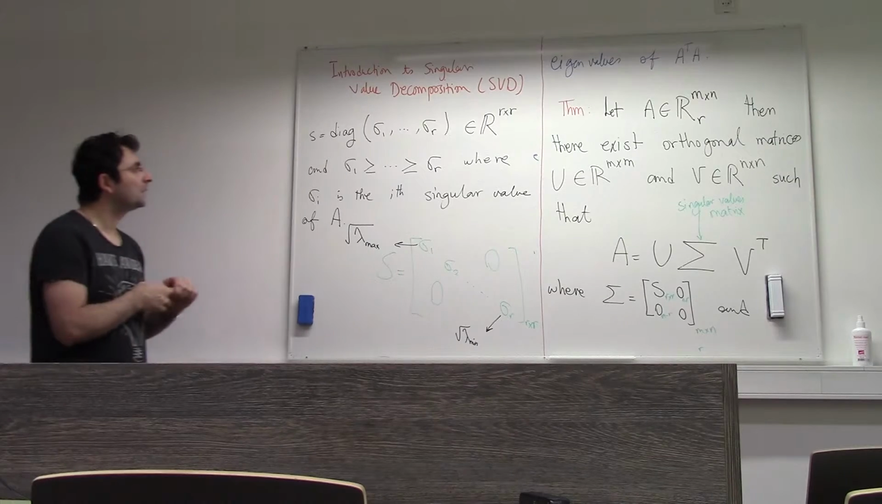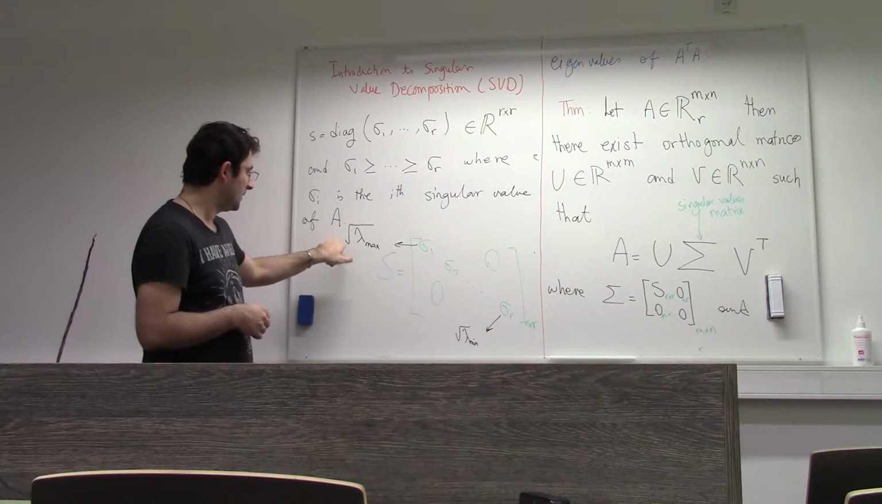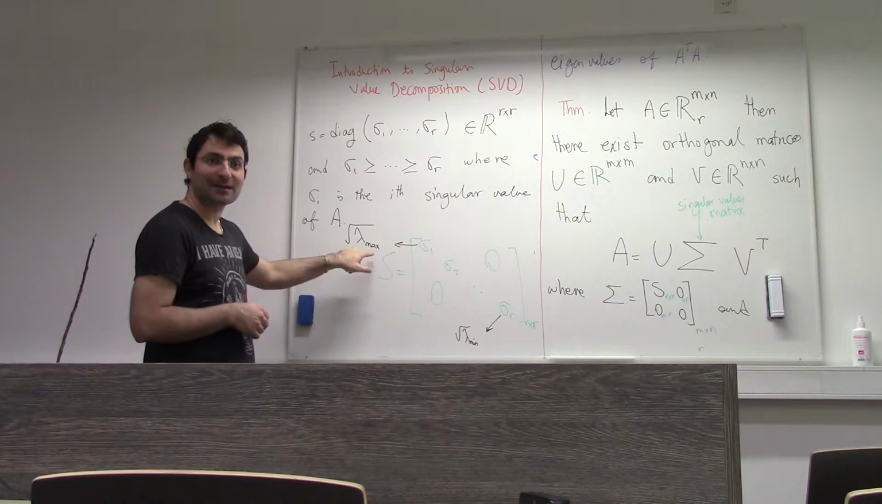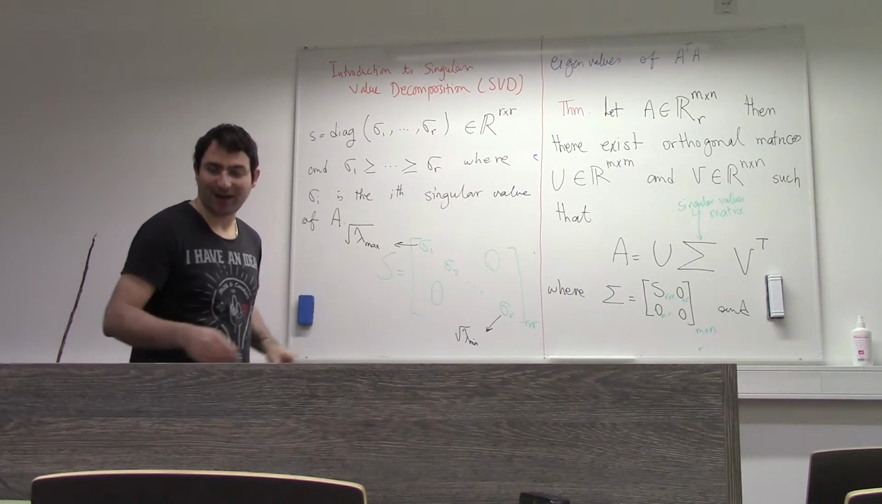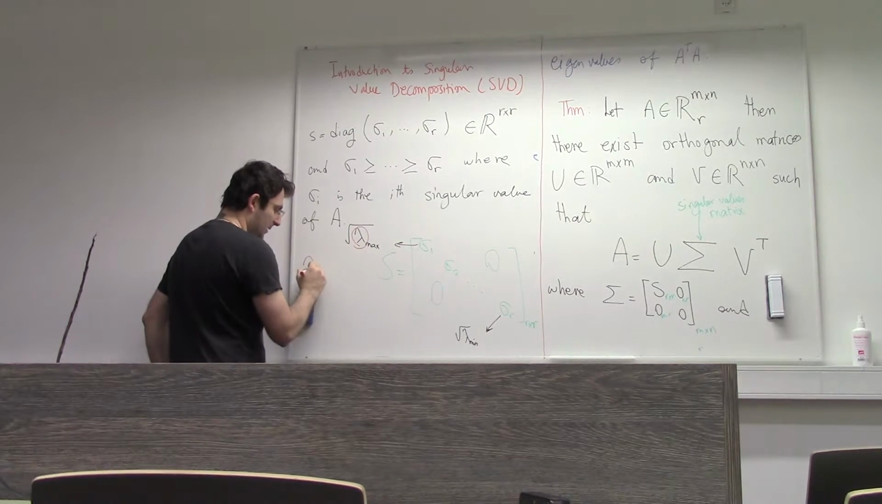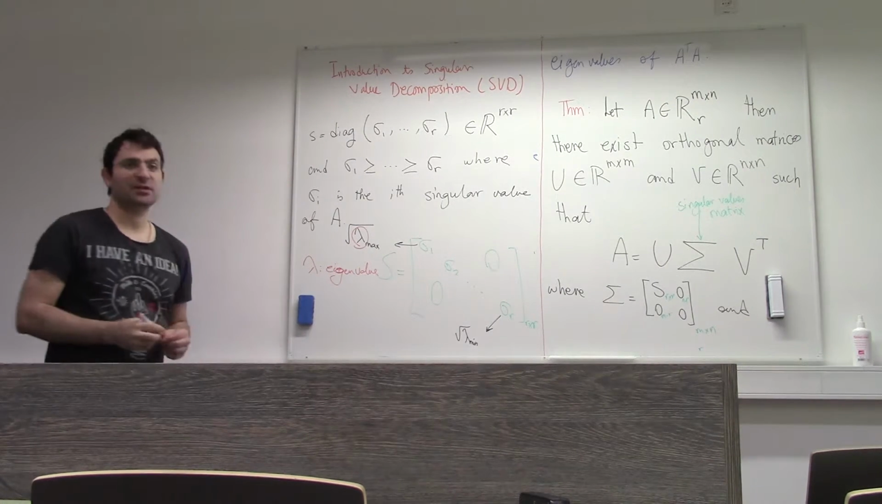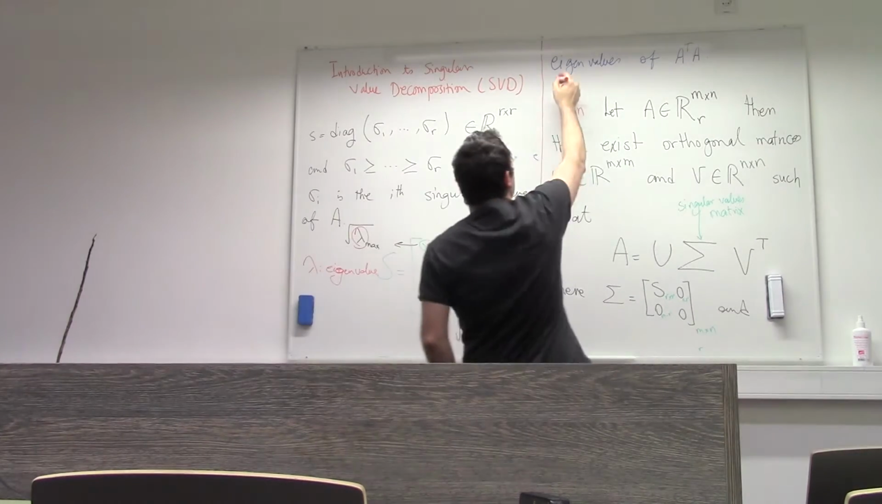Is it the square root of something? Square root of lambda max. You know that lambda means the eigenvalue. This is the general notation that we use for eigenvalues.